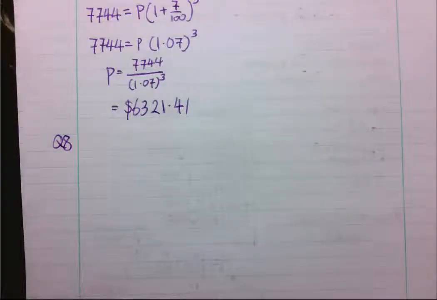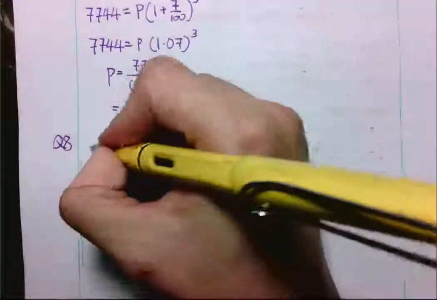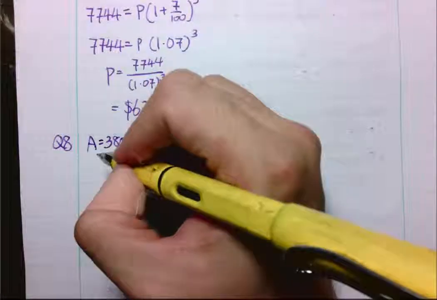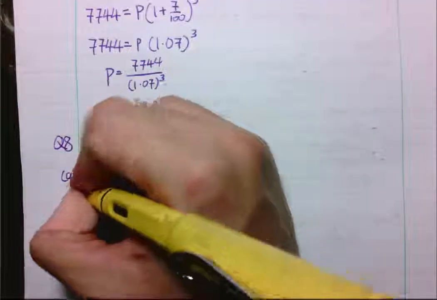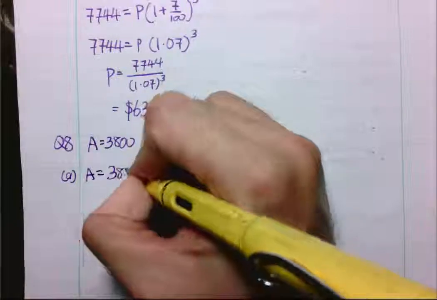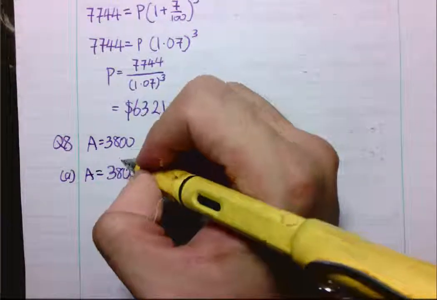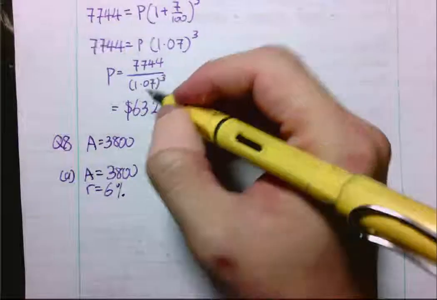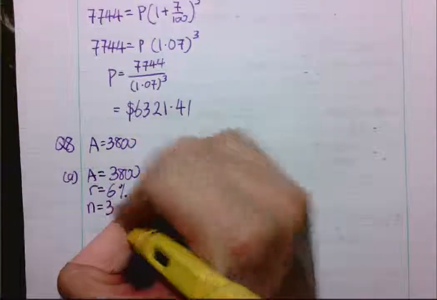Question 8: A sum of money grows to 3,800 in 3 years at 6% per annum compound interest. Find the sum of money if the interest is compounded yearly. So now my amount is 3,800. Let me do part A first. For part A, my amount is 3,800, my interest rate is 6% per annum, and my number of periods is 3 years.